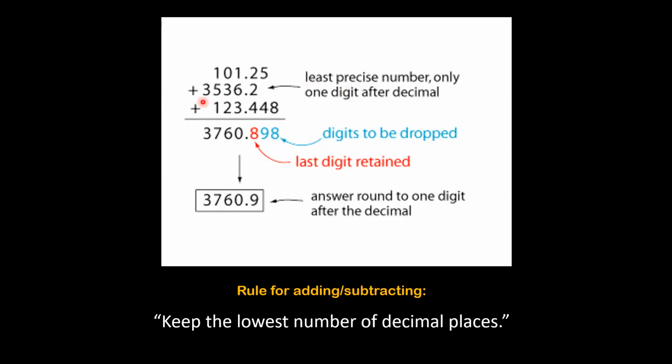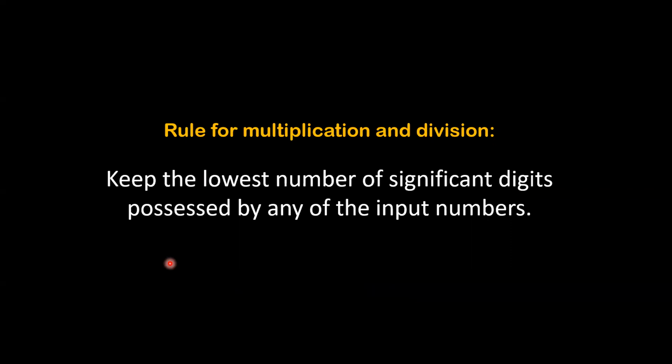So if you're adding or subtracting, do the addition the way you normally would, and then round so that you're only keeping the lowest number of decimal places held by any of the input numbers. Right? Keep the lowest number of decimal places. That's for adding or subtracting. Multiplication and division works a little differently. Here's the rule right up front. After you've multiplied or divided, and this is true of multiplication of 2 numbers, 3 numbers, any number of numbers, you just keep the least number of sig figs that any of those input numbers have.